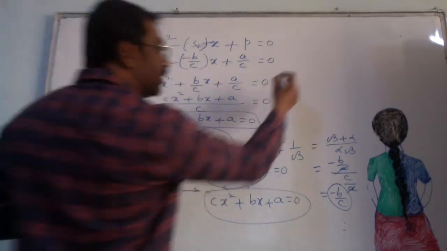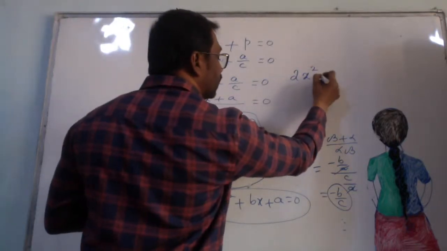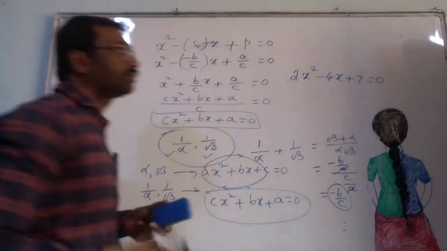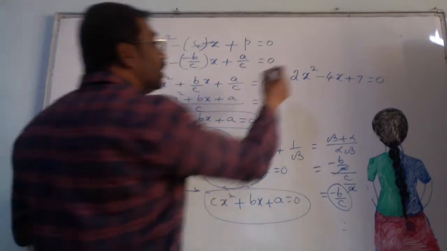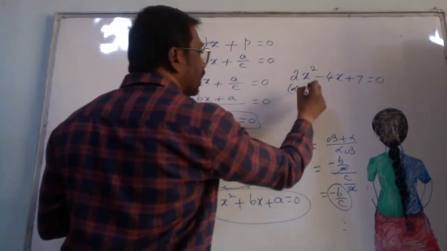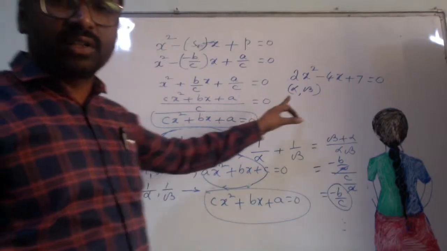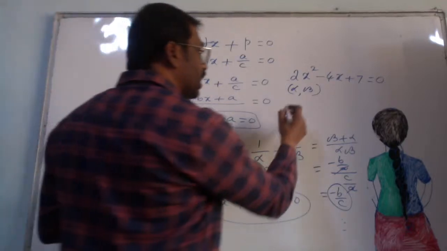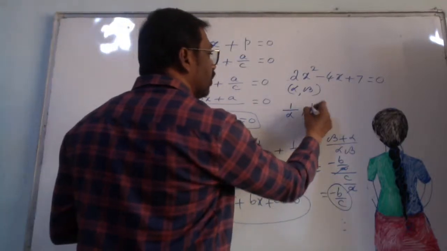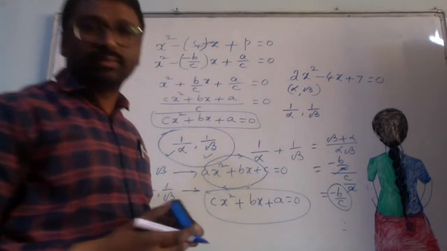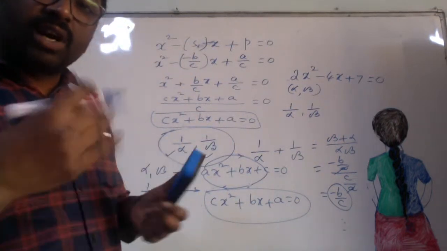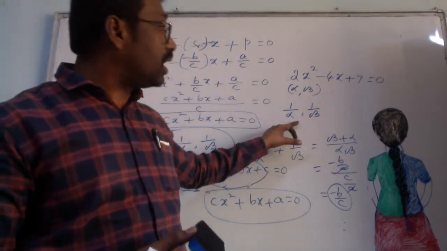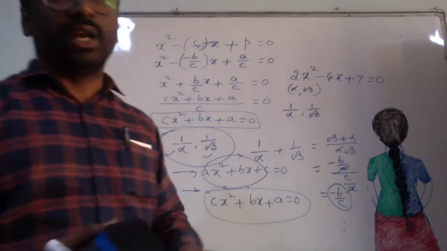For example, I can ask the question: 2x square minus 4x plus 7 equal to 0. It is one quadratic equation. The roots of this quadratic equation are alpha and beta. So alpha, beta are the roots of this quadratic equation. Then what is the quadratic equation whose roots are 1 by alpha and 1 by beta? The question may also ask, what is the quadratic equation whose roots are the reciprocals of alpha and beta? They can ask it like that also.